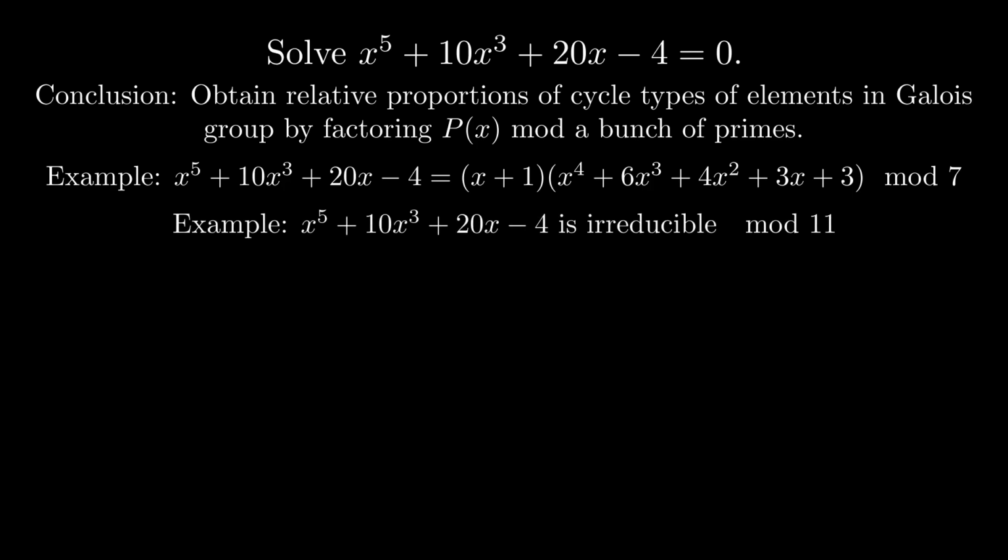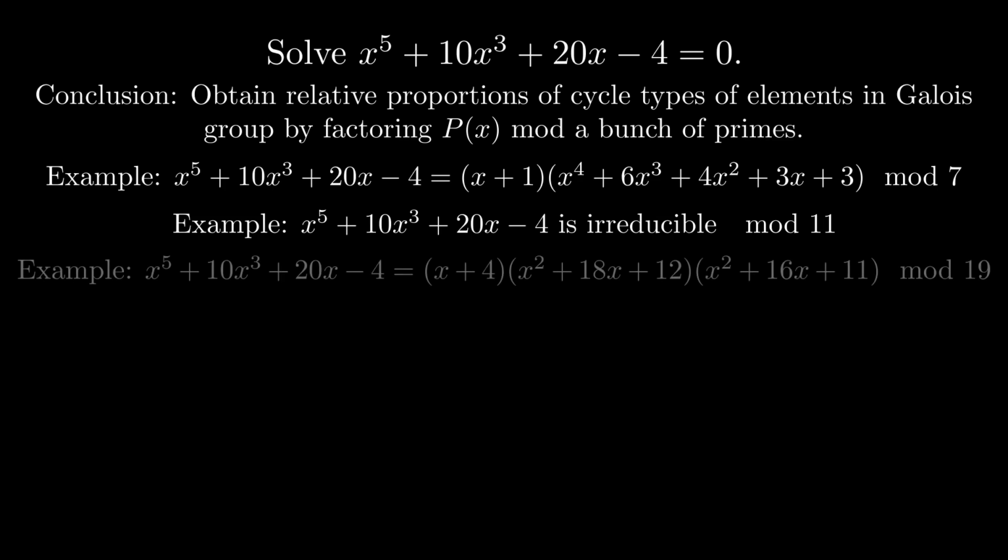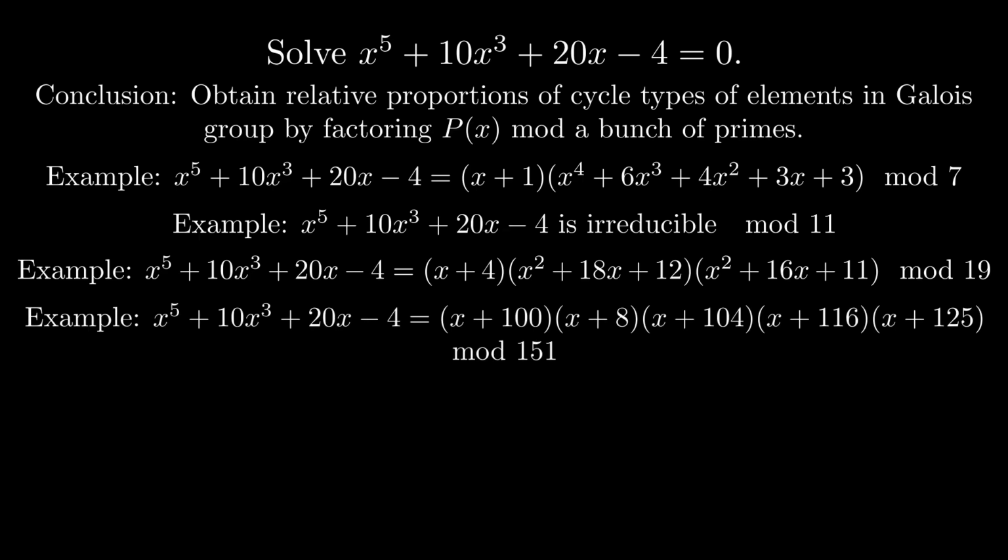As another example, try mod 11. In fact, p of x is irreducible mod 11, so the Frobenius element here is a single 5 cycle. Then looking mod 19, we get a linear factor and 2 quadratics, so the Frobenius element for 19 consists of a pair of 2 cycles and a fixed element. And then finally, we get our last cycle type with 151, where the polynomial factors completely, and hence the Frobenius element is the identity, where every element is in its own 1 cycle.